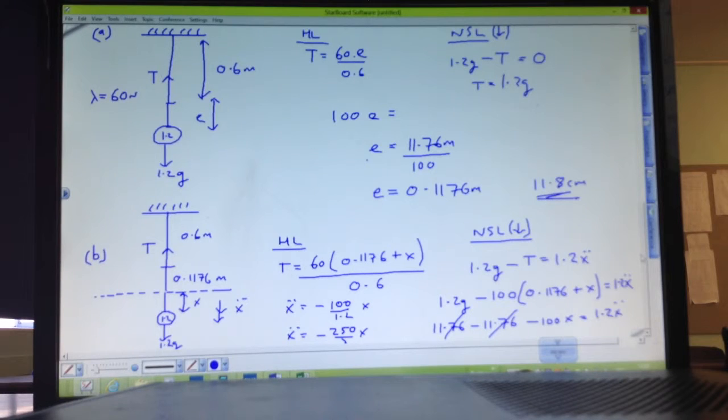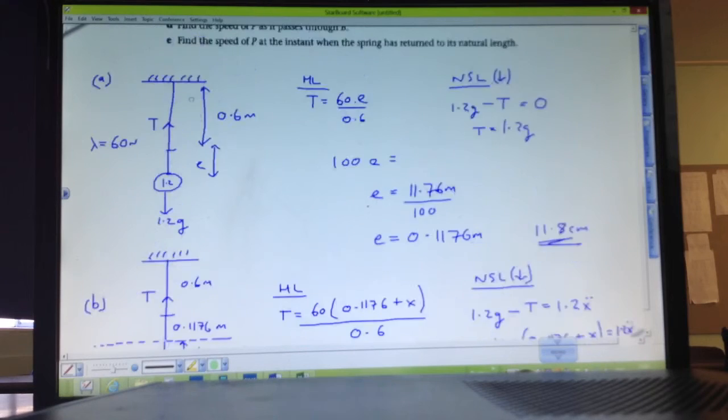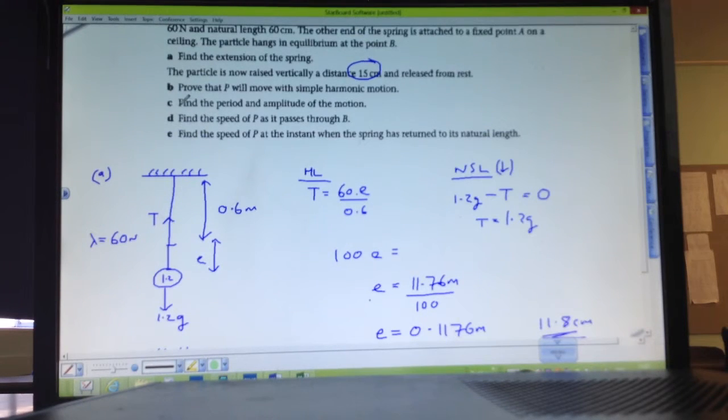Right. If you weren't asked to do this, you would do it anyway. Why would you do it anyway? To find omega. That there is going to allow you to find omega, because that bit there in the middle is omega squared. Forgetting the sign, that's omega squared. So you go through that process anyway. Right, find the period and amplitude. Well, the amplitude is dead easy, it's 0.15 metres.